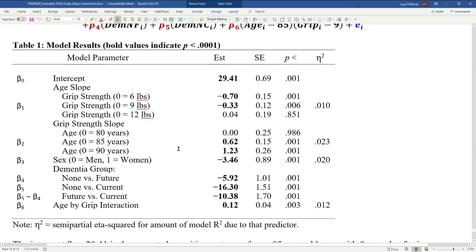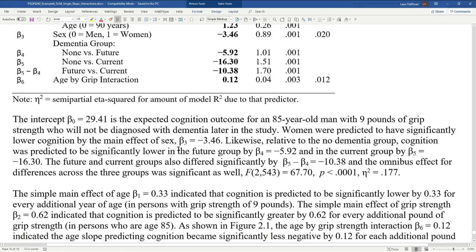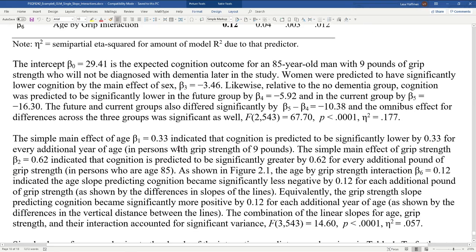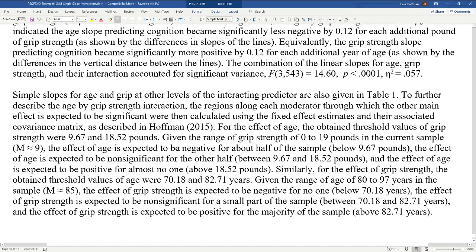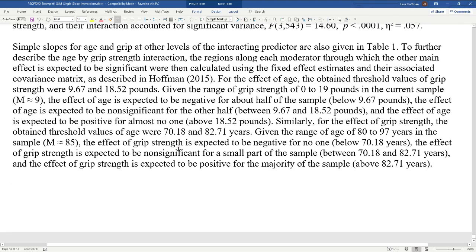And so this is taken almost directly from Chapter 2 of my book with very slight modifications to fit this example. And there you have it.